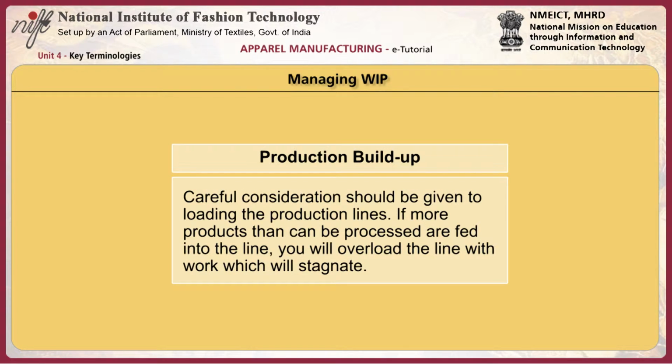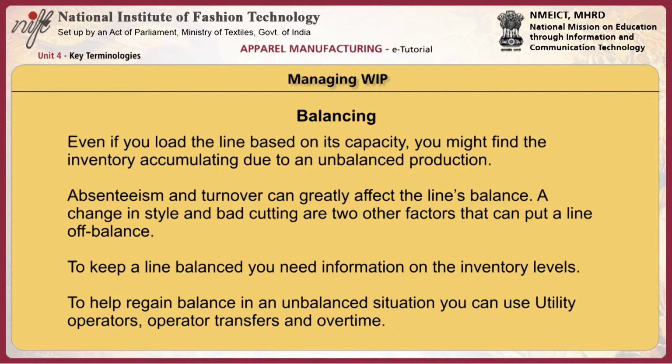Careful consideration should be given to loading the production lines. If more products than can be processed are fed into the line, you will overload the line with work that will just sit stagnant. Even if you load the line based on its capacity, you might find inventory accumulating due to an unbalanced production. Absenteeism and turnover can greatly affect the line's balance. A change in style and bad cutting are two other factors that can put a line off balance.